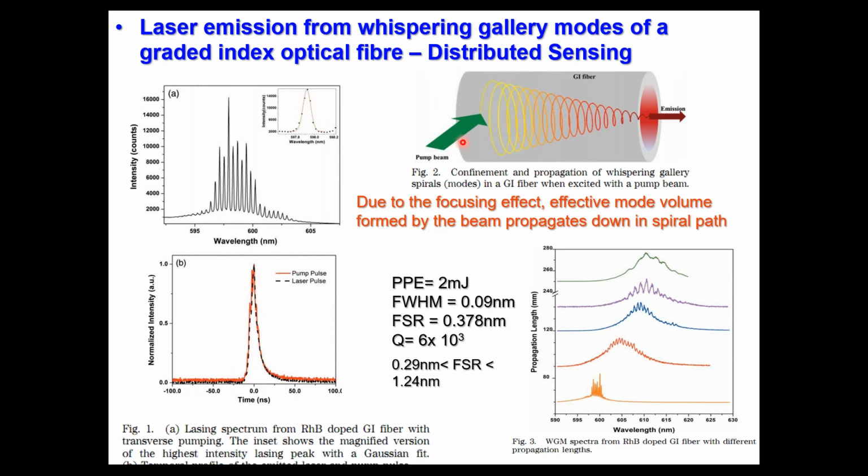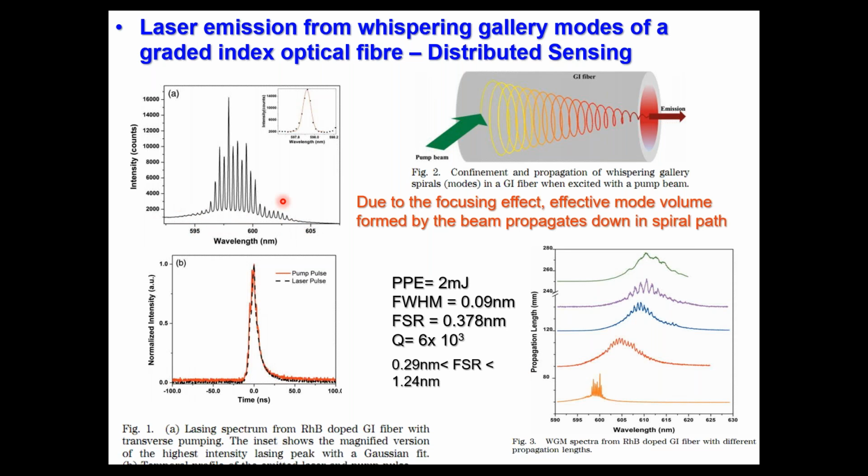Once we excite this fiber transversely, or from the side, using a green laser, it generates the whispering gallery mode, but the generated modes propagate through the fiber, and while propagating they are getting focused because of the refractive index variation available. So continuously the circumference, that is the mode volume, the volume of the electromagnetic energy, is getting reduced. So accordingly the emission spectrum is continuously varied.